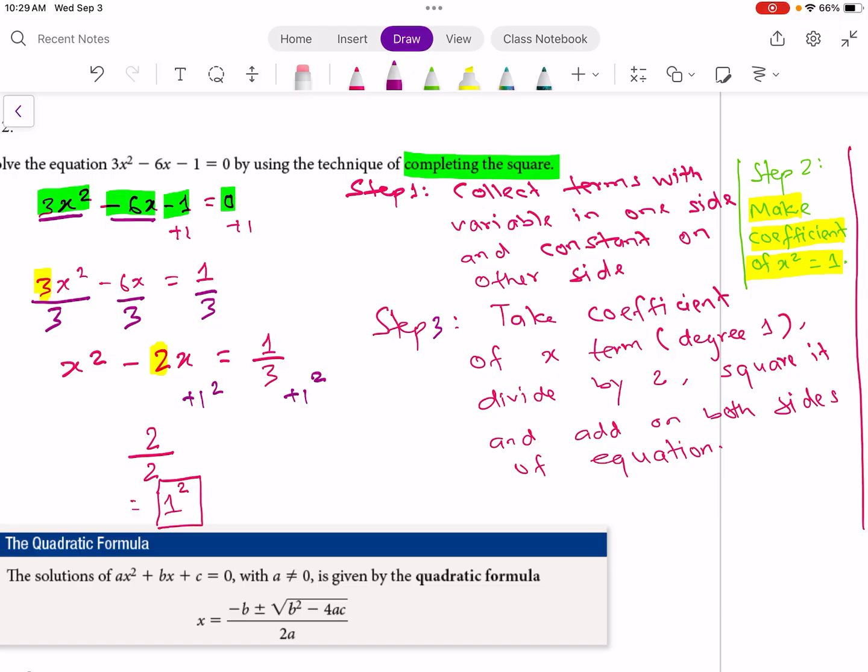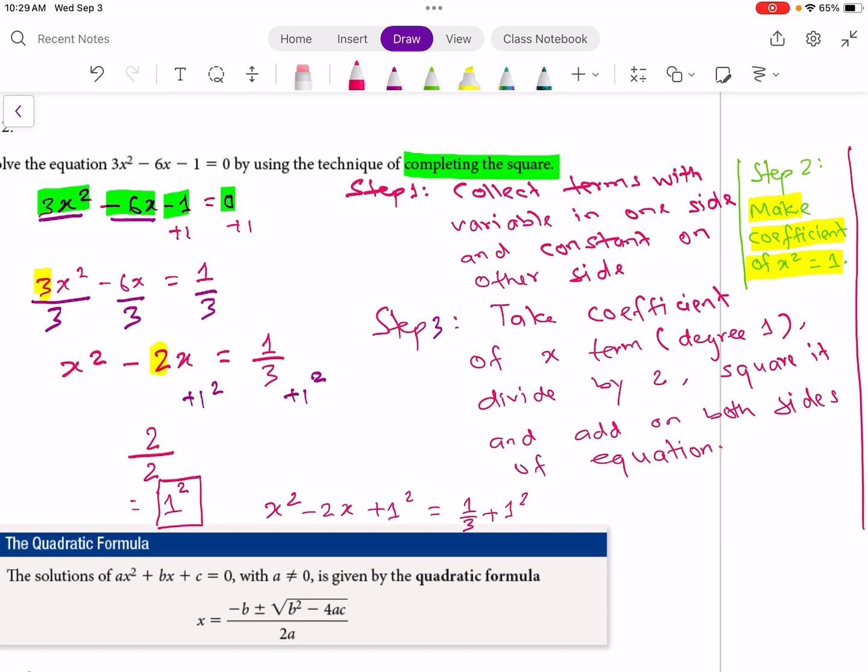So this makes our equation. We have x square minus 2x, and we added 1 square on both sides. We have 1 over 3 plus 1 square. So this is our equation. Any question? We take the constant on the right side, first step.